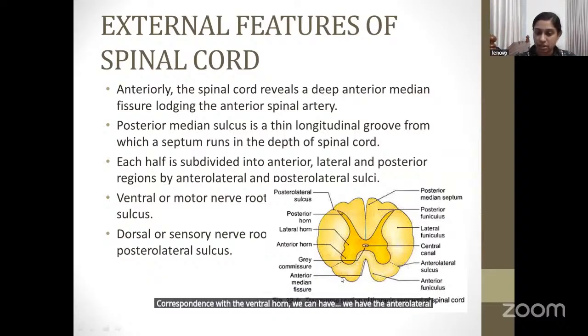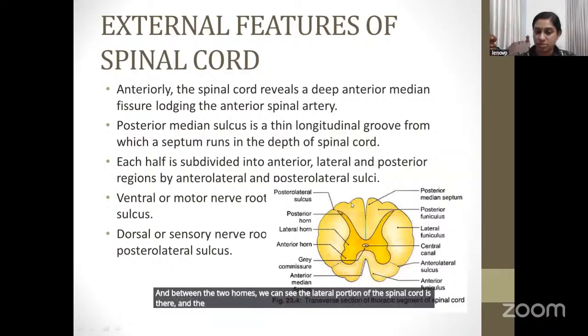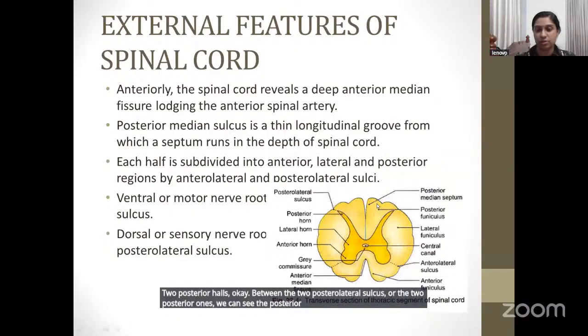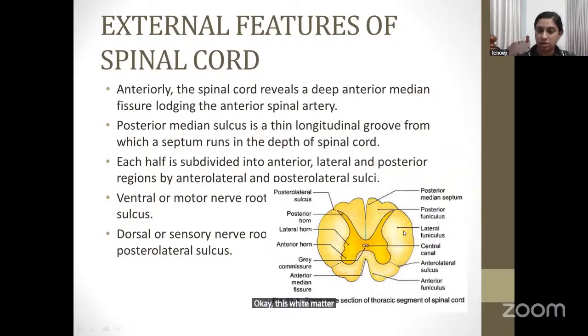And in between the anterolateral sulcus of both sides, we have the anterior portion of the spinal cord. Between the two horns, we can see the lateral portion of the spinal cord. And the posterior portion of the spinal cord is between the two posterior horns, between the two posterolateral sulci. So there is a posterior part, an anterior part, and the lateral part. This white matter has the anterior column, lateral column, and posterior column.